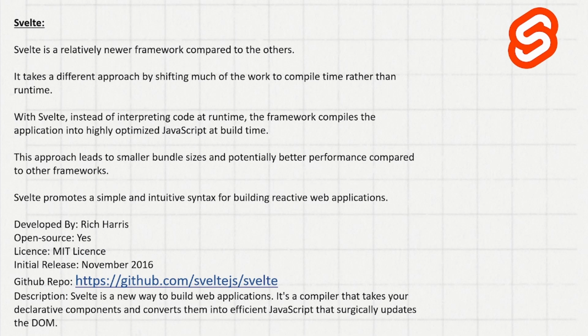Developed by Rich Harris, open source, yes, MIT license. November 2016 is when it came out. That is the GitHub repo. Svelte is a new way to build web applications. It's a compiler that takes our declarative components and converts them into efficient JavaScript that surgically updates the DOM.